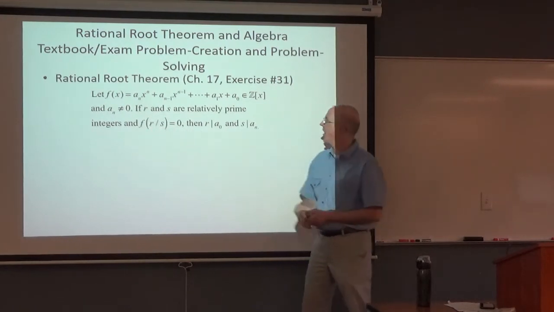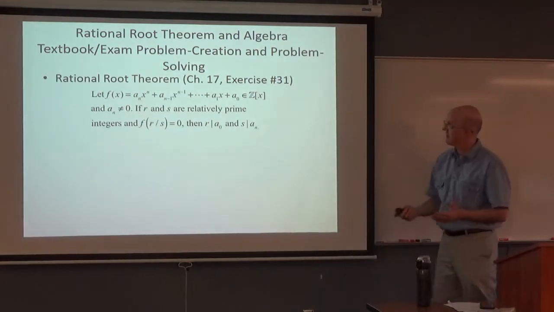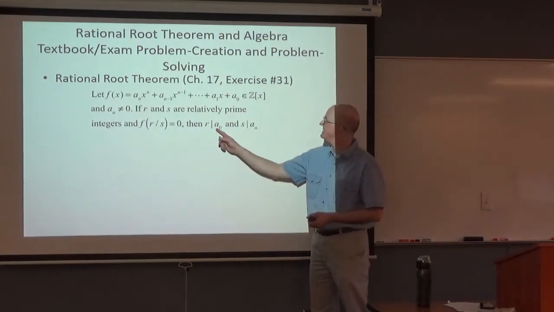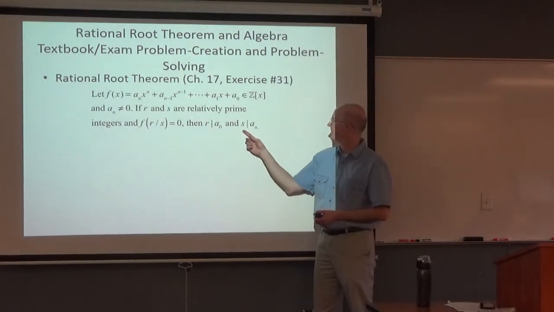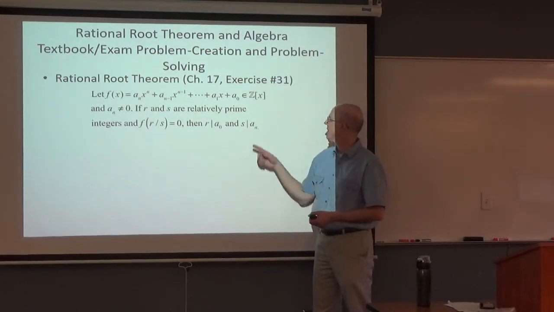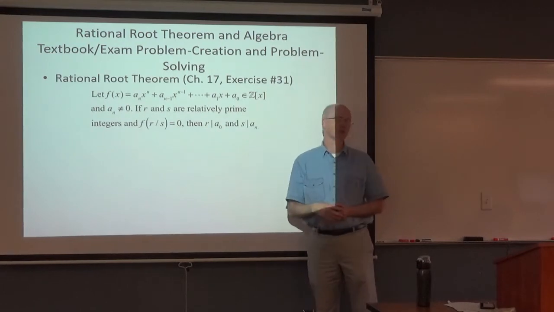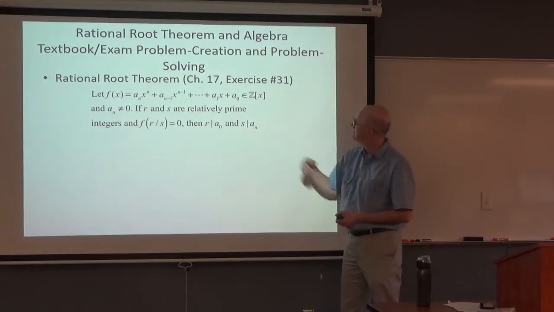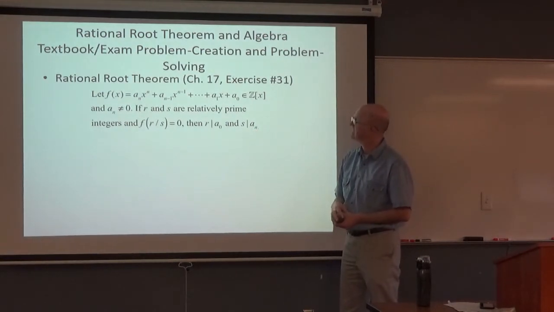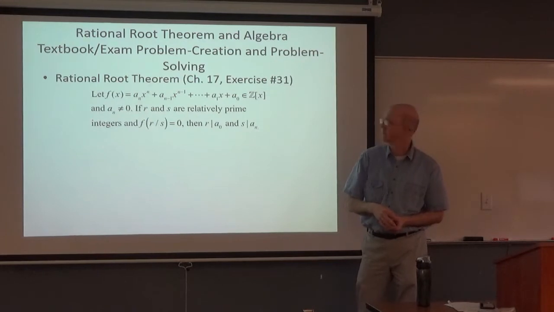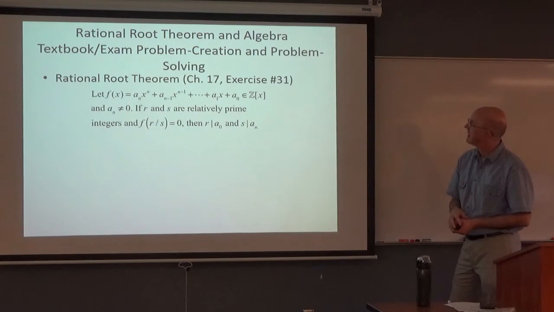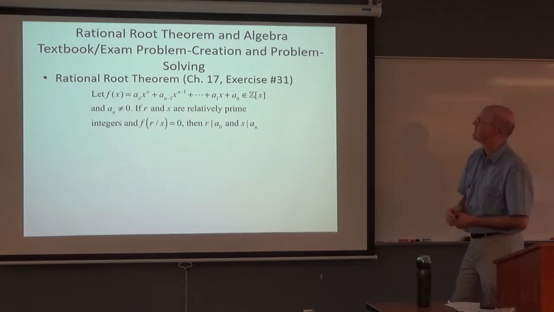then if r over s, that rational number, is a zero of the polynomial, then the numerator, r, must divide a_0, the constant term, and the denominator, s, of the rational root must divide the leading coefficient. Oftentimes the leading coefficient is 1, and so in saying s divides a_n, you're saying s is plus or minus 1. And you have really integer roots in that situation. Which is not always the case.